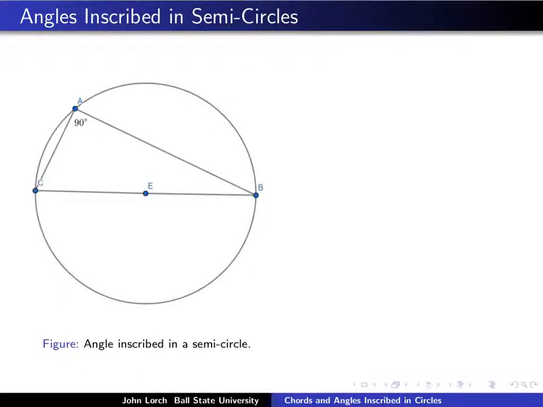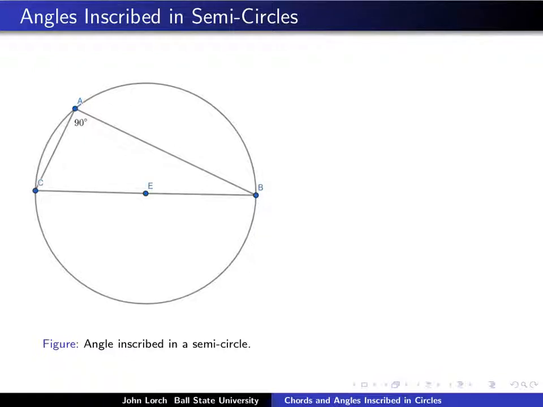Now we want to look at a special case of the previous result. Again, we have an inscribed angle, BAC, but this time the points B and C are special in that if we draw the segment joining B to C, it passes through the center of the circle E. So that segment is a diameter of the circle.